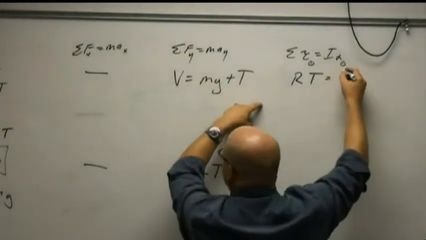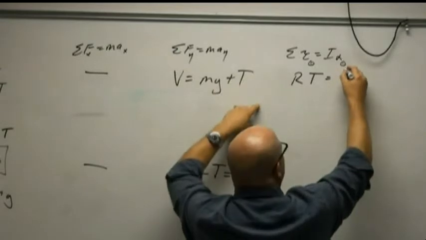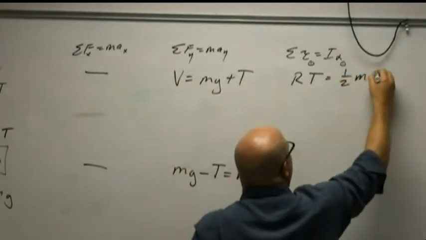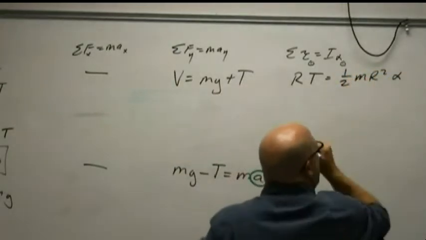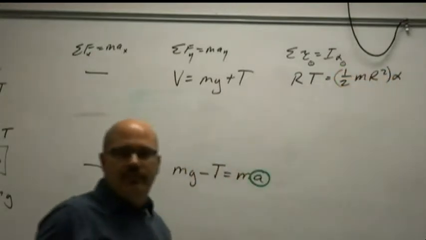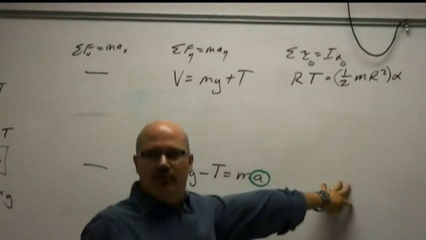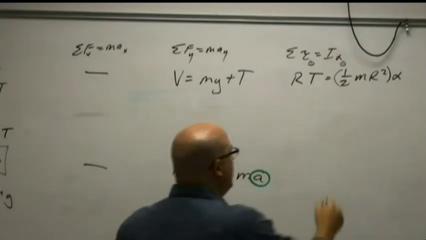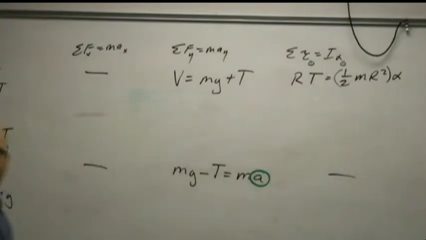What's our moment of inertia? One half m r squared, times alpha. What's our rotational equation for the block? There is none, it's not rotating. So those are our three equations at our disposal.